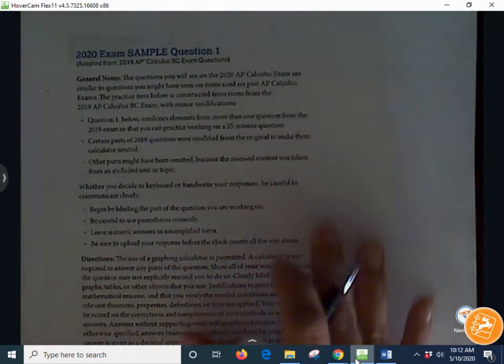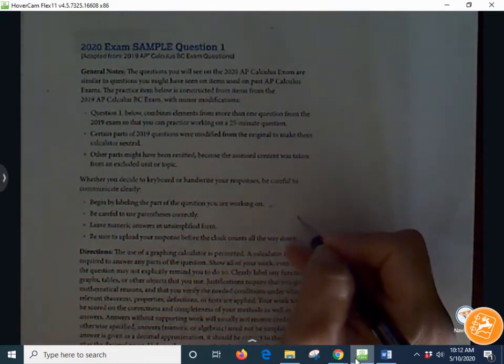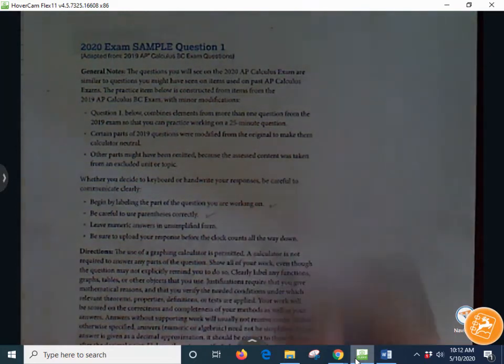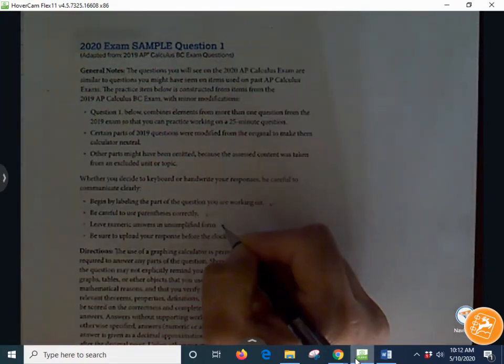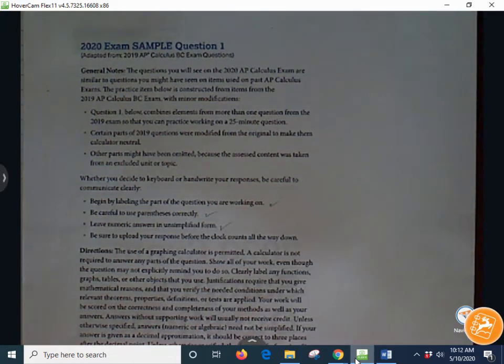I'm going to focus, when I'm doing this, on making sure that I label all of my answers to the question, making sure I use my parentheses correctly, and leaving my numeric answers in unsimplified form. And hopefully by now you've already practiced submitting your responses up on College Board.